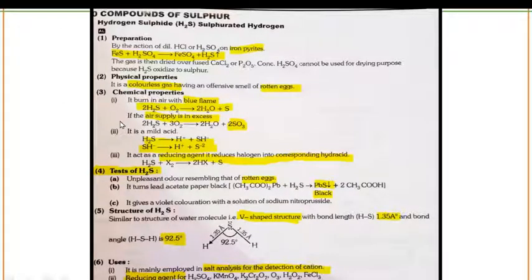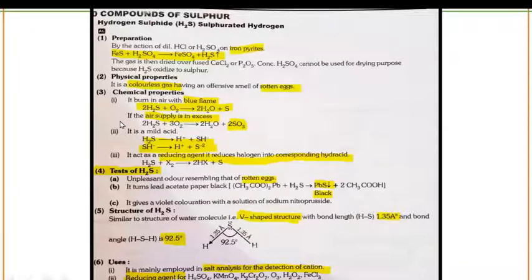Number 1 is by the smell. As you know, its smell resembles rotten eggs. And number 2 is a chemical reaction test. What you need in this chemical reaction test is lead acetate paper, black. Lead acetate is (CH3COO)2Pb. This is the formula for lead acetate.